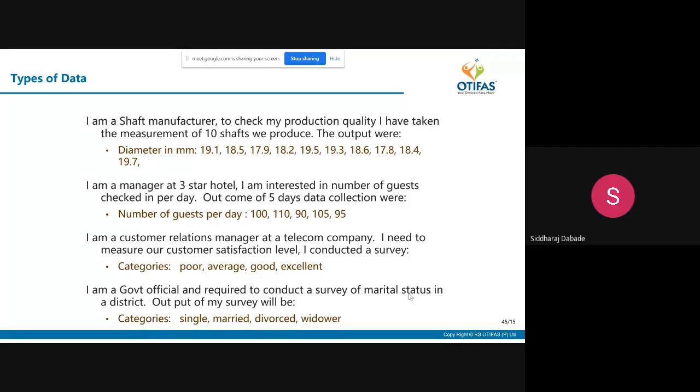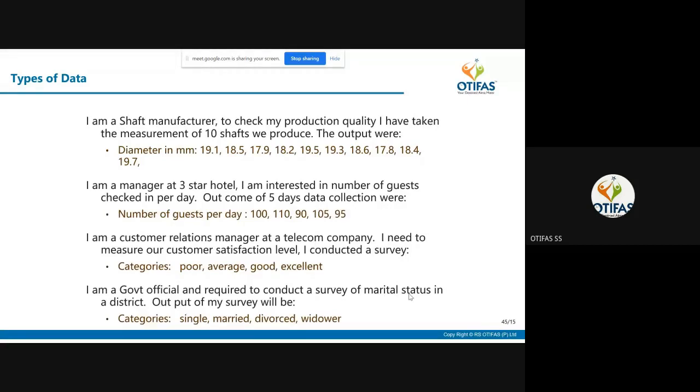First two are data type. Variable and attribute data. First and last two. First two are quantitative, isn't it? They are quantitative. There are numbers in that. And the last two are qualitative. It's categorical. There is no number. There is category. Am I right?